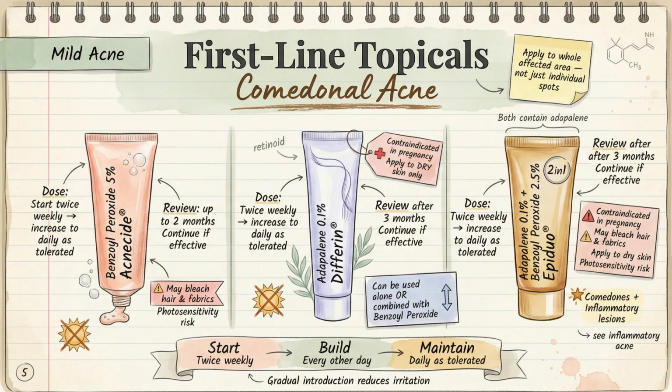Let's move into prescribing, starting with mild acne and specifically predominantly comedonal disease. Your first-line choices here are 3 topical agents. The first is Benzoyl Peroxide 5% gel, brand name Acneside. Apply twice weekly to begin with, increase gradually as tolerated. Once well tolerated, it can be applied every 24 hours. It can take up to 2 months to show effect. Warn your patient bleaching of hair and fabrics is a risk, and there is a photosensitivity warning.